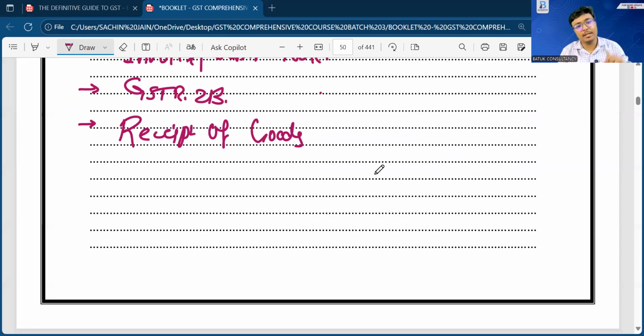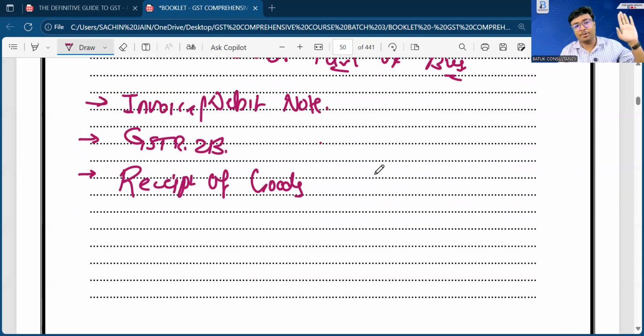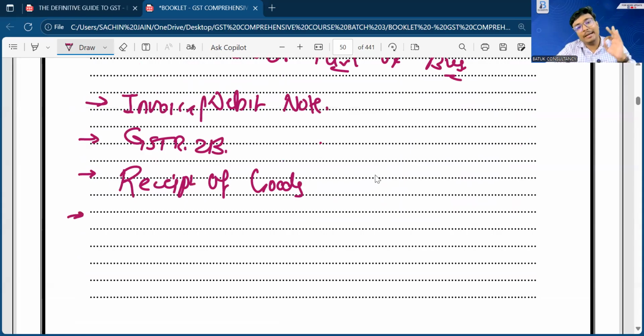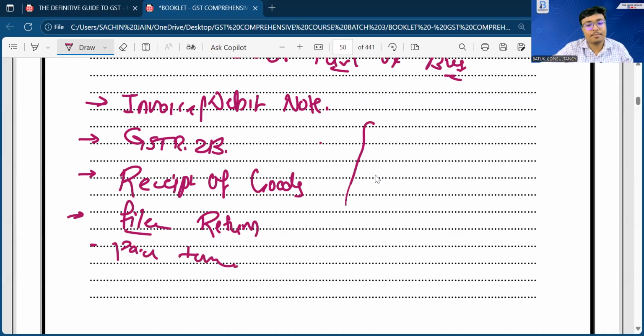So the conditions are: in the course or furtherance of business, invoice, debit note, GSTR 2B, receipt of goods, and your counterparty, that means your supplier, has filed the return and paid the taxes to the government. These are the mandatory conditions that should be fulfilled for claiming the input tax credit. Agar ye fulfill nahi hoti hai, then you will not be eligible to claim the input tax credit. That is the point we have to keep in our mind.